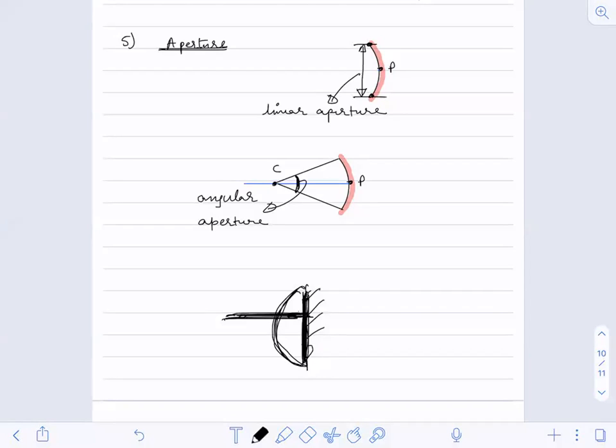A mirror consists of glass. A mirror always does not consist of a glass. A mirror does not always consist of a glass. Okay, the part which is painted, from there the reflection actually takes place.